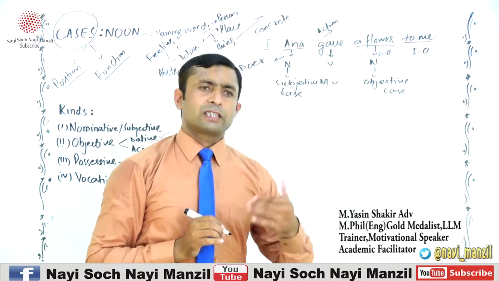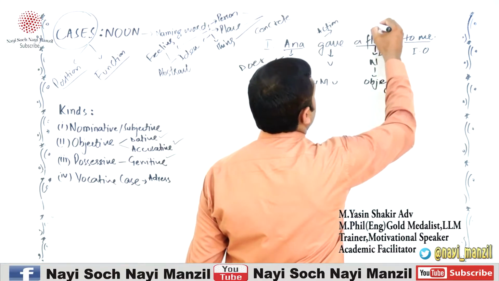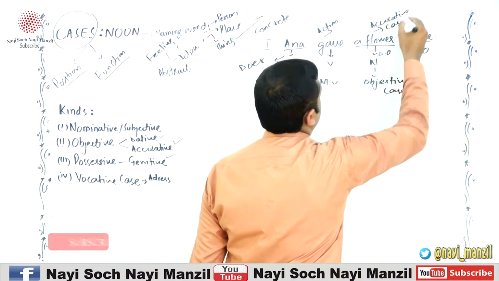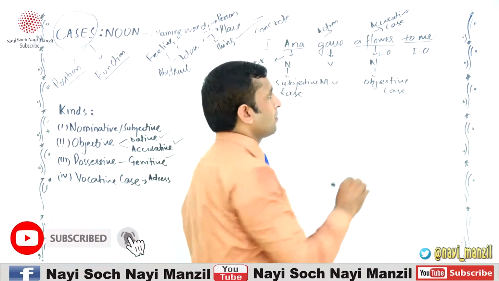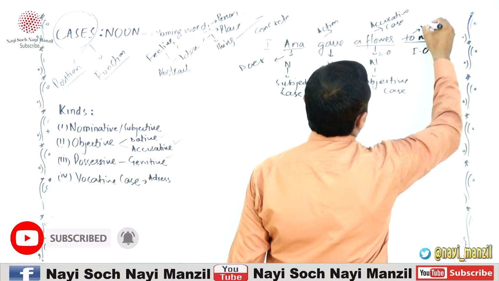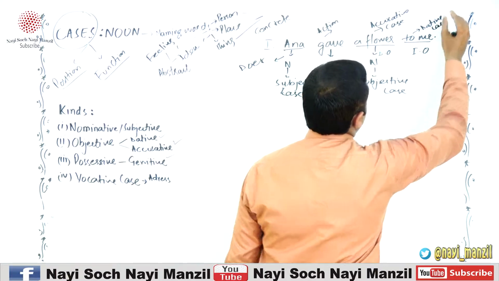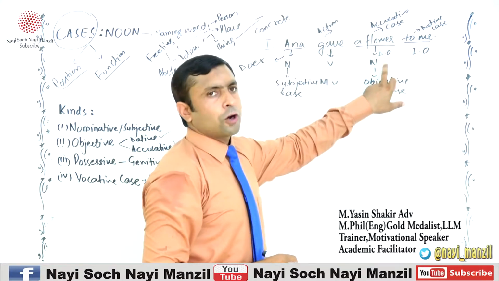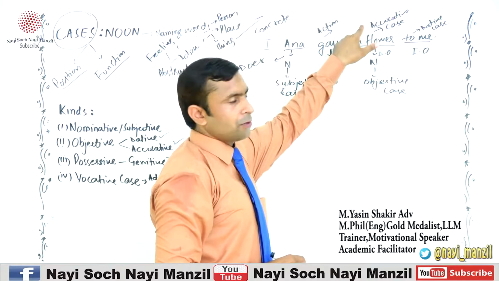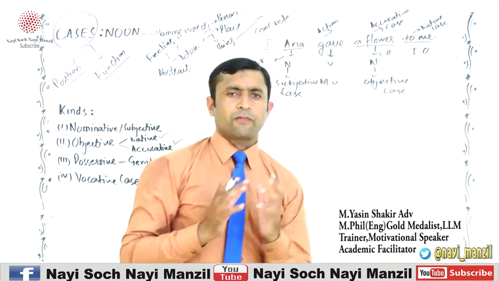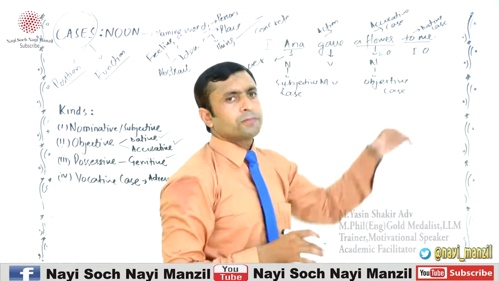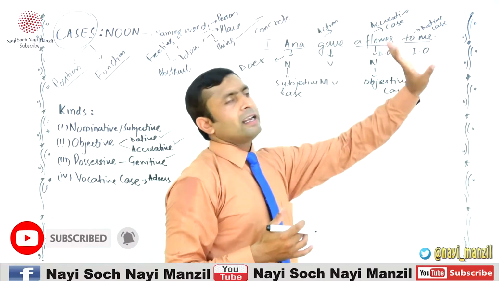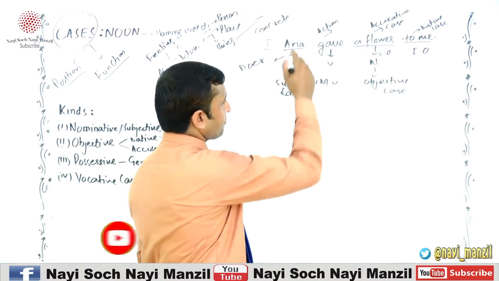When we talk about the direct object, it is known as being in accusative case. Direct object is always in accusative case, but the indirect object is always in dative case. Now again the idea of functionality. The function of the direct object, the first receiver, is known as accusative case, and the functionality of the indirect object, which receives the action at the second place, is dative case.